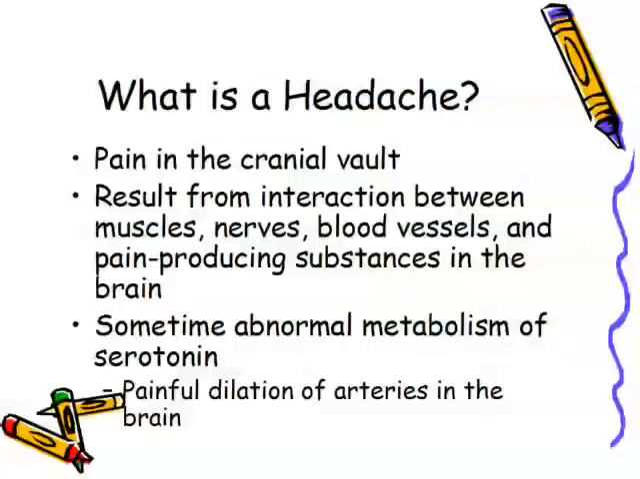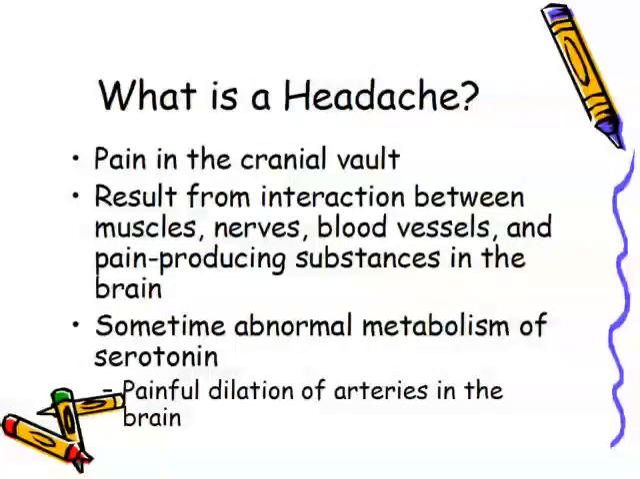So in other words, do they have any headache or any other types of pains? When we look at a headache, it results from an interaction between the muscles, the nerves, the blood vessels, and the pain-producing substances in the brain. A lot of times, migraine headaches are one example, and one substance they are associated with is an abnormal metabolism of serotonin, which results in painful dilation in the arteries of the brain, causing severe headaches.